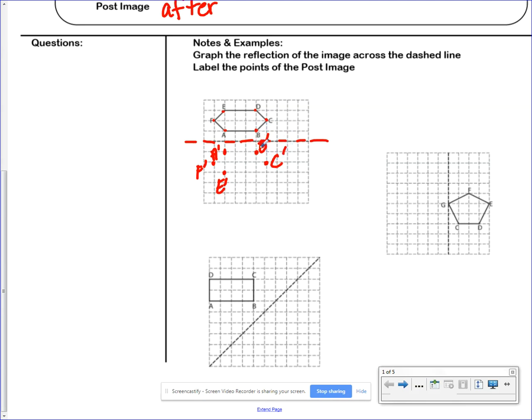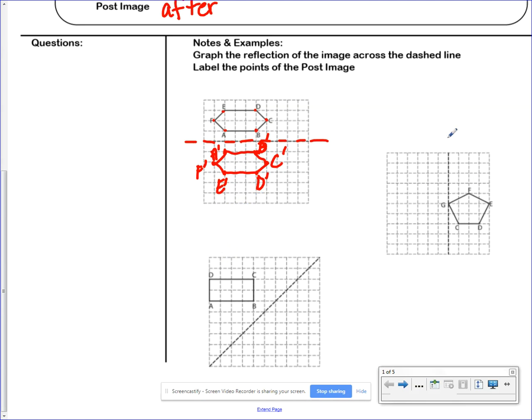Whoops, hold on, this is B. See, even I've got to be careful here. D is 3 units away. D prime should be down there. And connect by graphing, and there's your reflected image, okay?